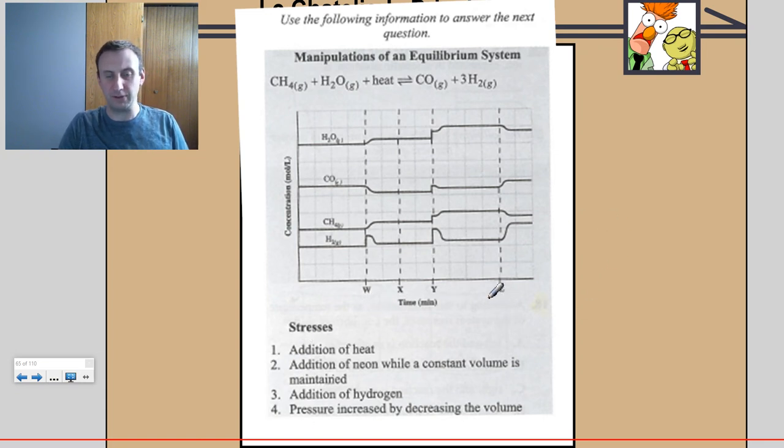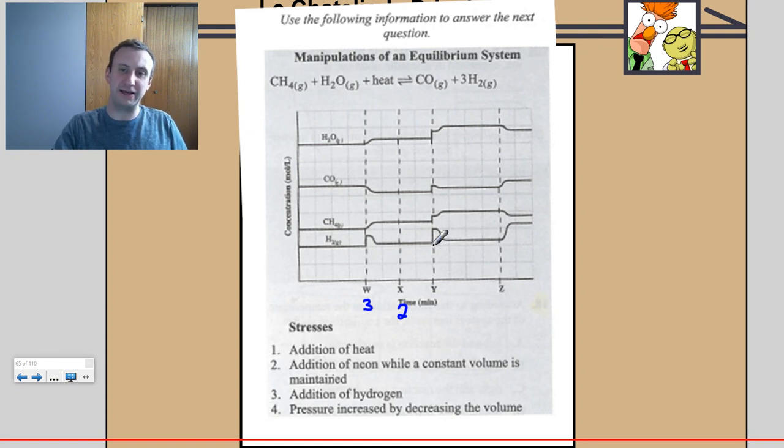Okay, so for W, this was an increase to H2. I can see a sharp rise in H2 right off the bat. So this is 3. For X, nothing changed. So this is addition of neon while a constant volume is maintained. Because when I add an inert gas, it doesn't cause a shift if the volume hasn't changed. So that doesn't do anything.